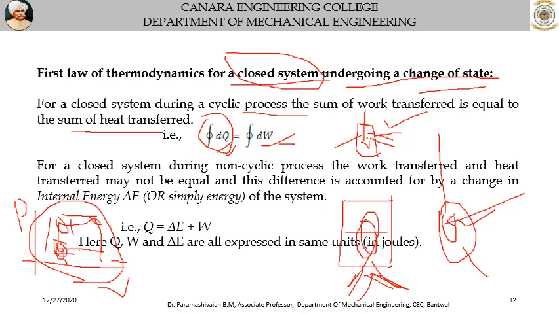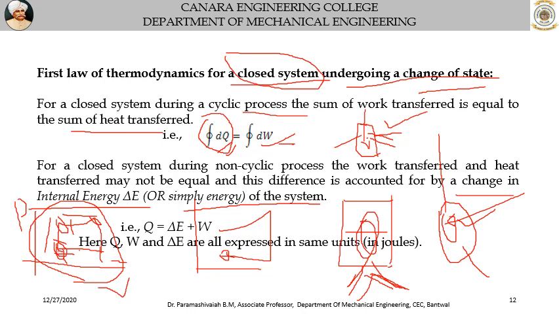But for a closed system during a non-cyclic process, the state 1 is different and the end state is different from the beginning. There is no coming back to the beginning point. In that case, when it is a non-cyclic process, the work transferred and heat transferred may not be equal, and this difference is accounted for by a change in the internal energy, or simply energy, of the system.